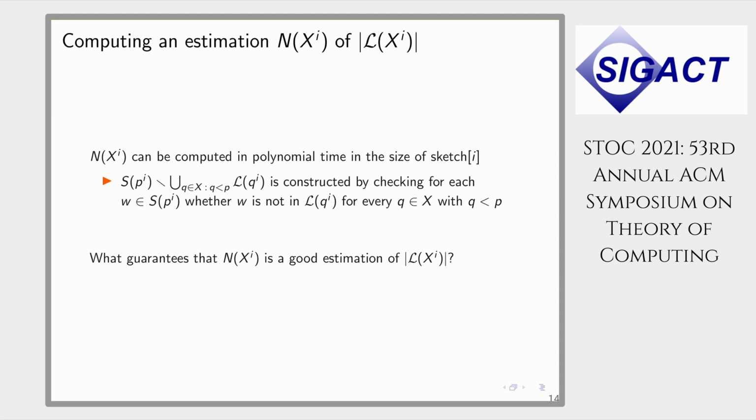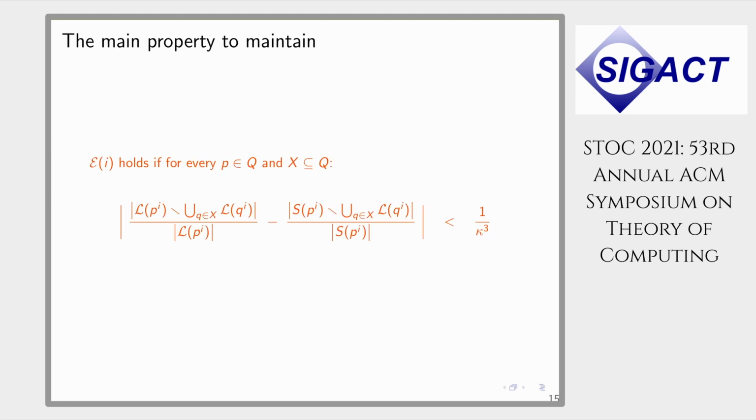Okay, so then what guarantees that Nxi is a good estimation of this set? And here is the main property to maintain, and this is really the main ingredient of the algorithm. We call this property E at layer I. We say that this holds if for every possible state and for every subset of states from Q, the following property holds. This is the quantity that we want to compute in the previous summation, and this is the estimation of what we want. Notice that this is for every state and for every subset of states of Q. What we want is for the difference of these two quantities to be at most 1 divided by kappa to the 3. Again, it's not very relevant why kappa to the 3. It works in the calculations.